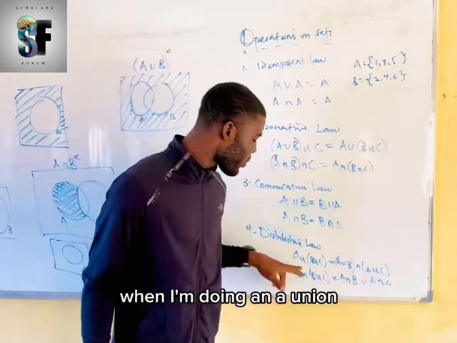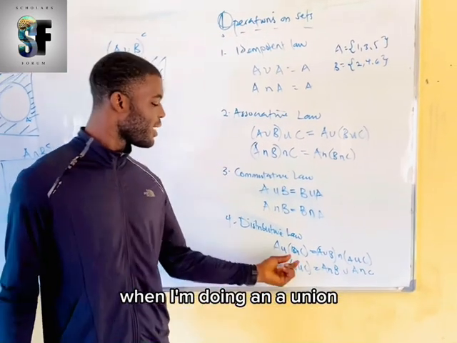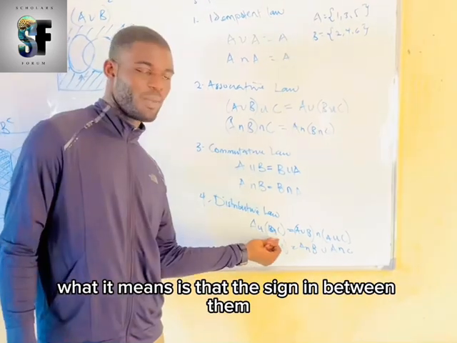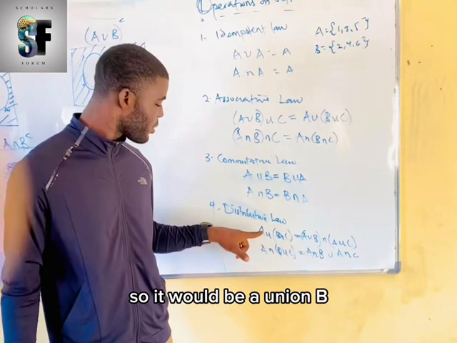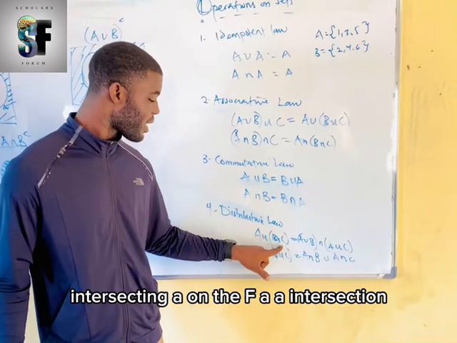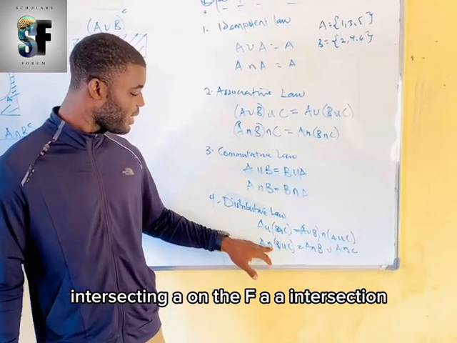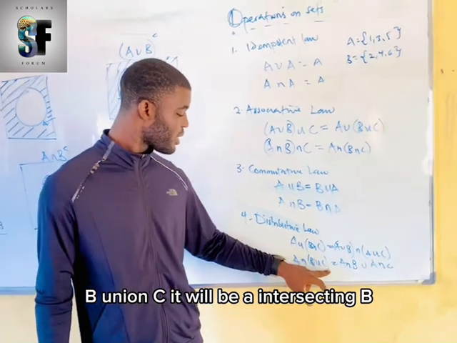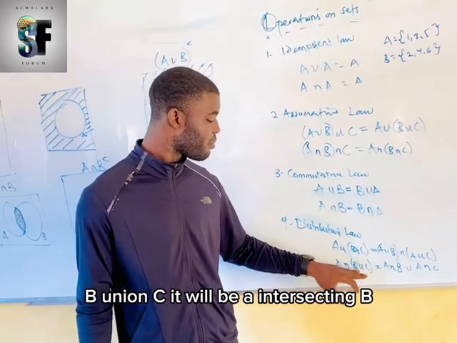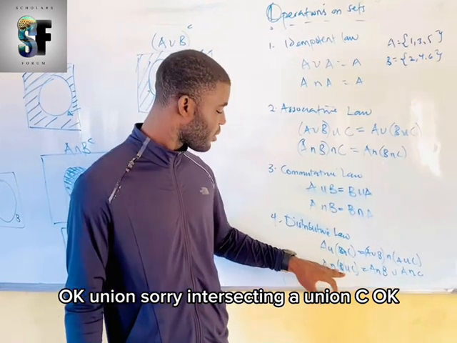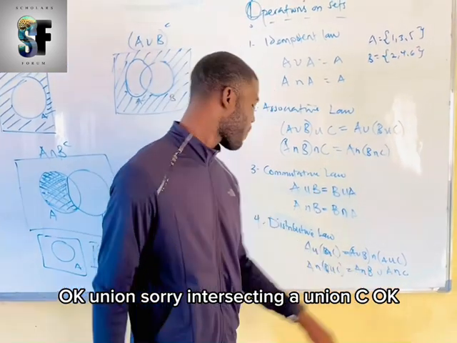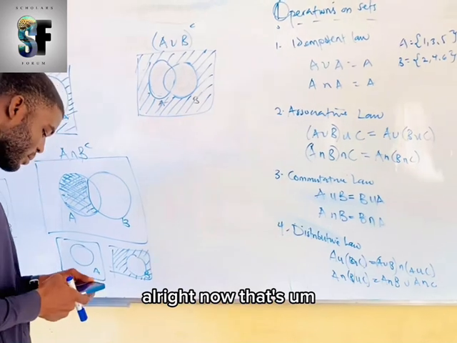So that means when I'm doing an A union with two sets combined together, what it means is that the sign in between them can affect both signs on the outside. So it will be A union B intersecting A union C. On the other side, A intersection B union C will be A intersecting B union A intersecting C, okay? All right.